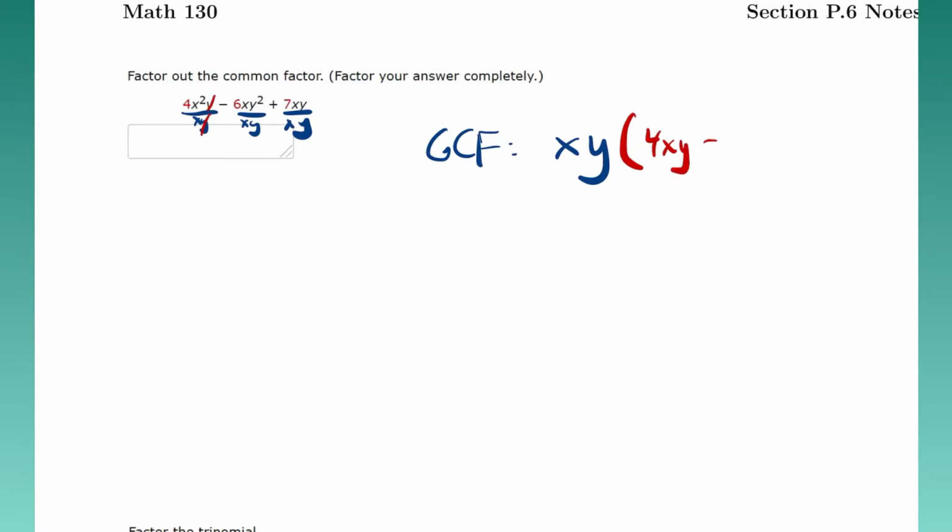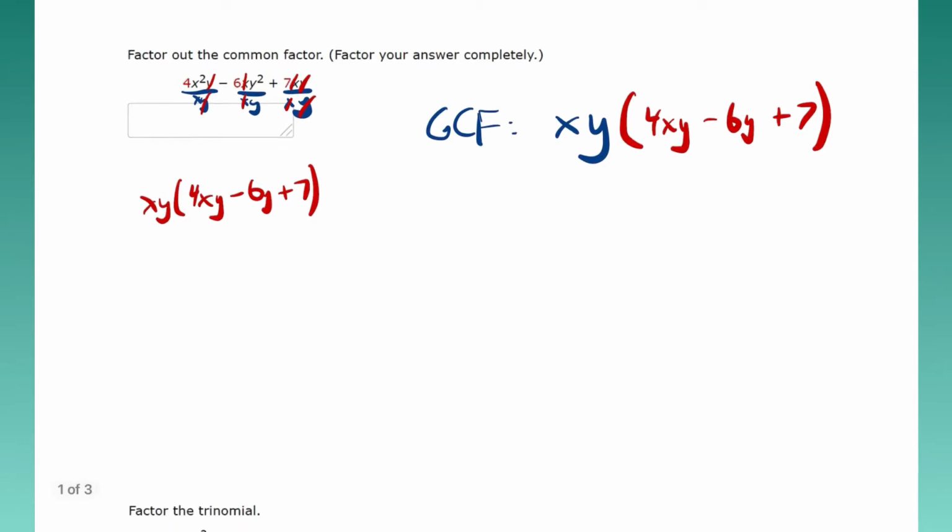Minus the next term, you have 6, and then the x's cancel out completely. And then you have 2 take away 1, which is 1. So it's just going to be 6y to the 1. And then the final one is going to be plus 7. The x's cancel out, the y's cancel out. So our final answer is just xy, parentheses 4xy minus 6y plus 7. That is the final answer.